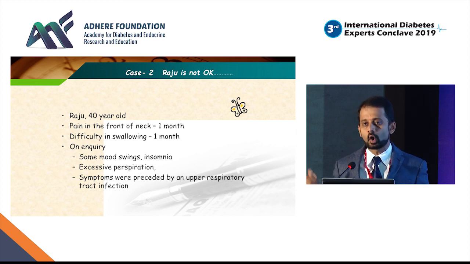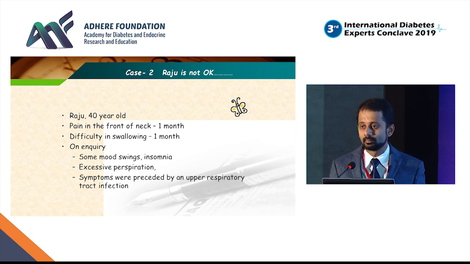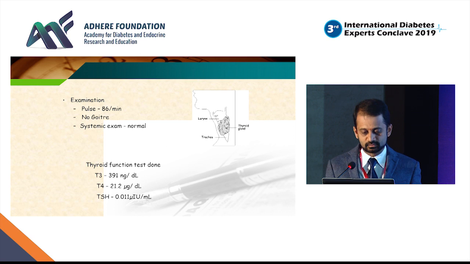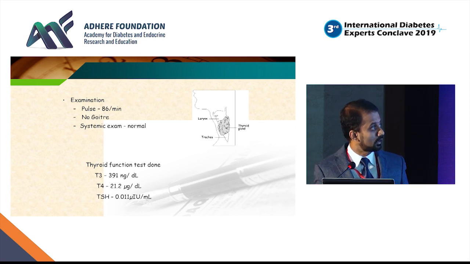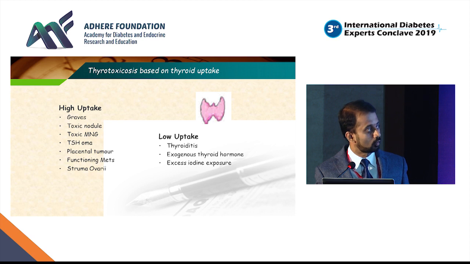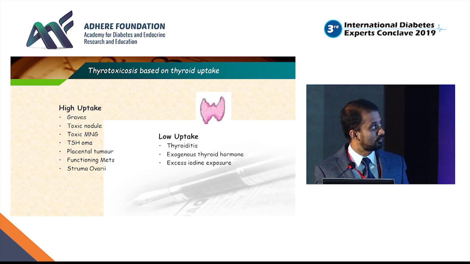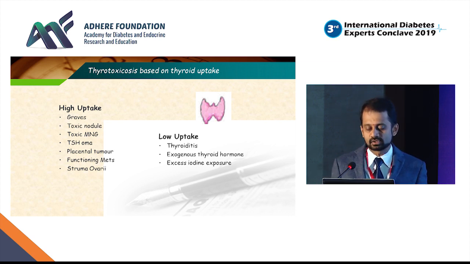Now, just coming to another common condition that we face in the clinic. Roger is 40 years old, with difficulty in swallowing, pain in the front of the neck, mood swings and perspiration. Anyone with the diagnosis? Pain in the neck? Yeah, thyroiditis. Pulse is 86 per minute, TSH is suppressed, and there is mild elevation of thyroid function. This is the uptake scan that showed 0.5%. So this is typical. When you have low-uptake thyroiditis, you should consider exogenous thyroid hormone and excess iodine exposure as diagnoses. However, if you have a higher uptake, then you have other conditions to think of.